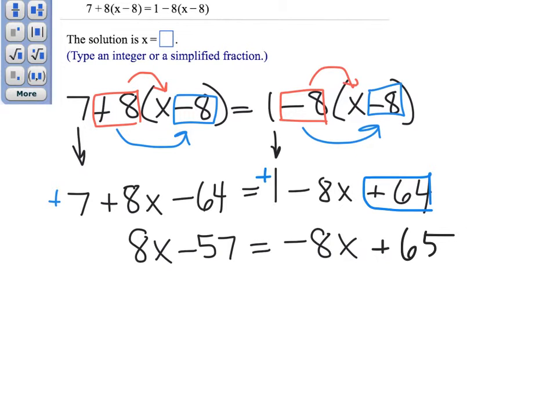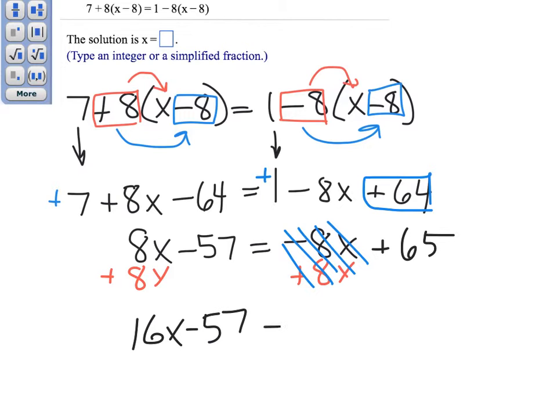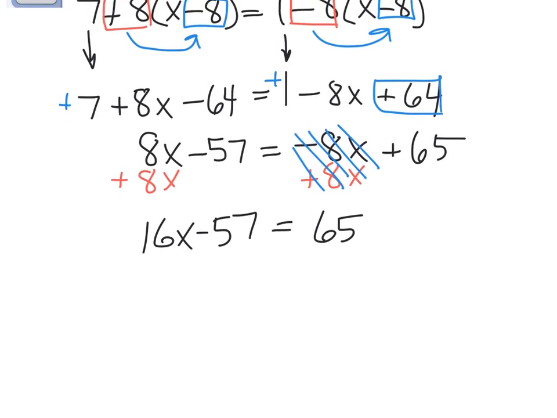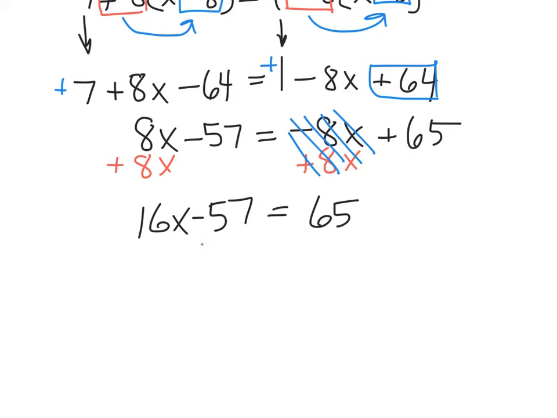All right, so now I'm going to add 8x to both sides. And the reason I'm doing that is because I want this to go away. And so we end up with 16x minus 57 on the left, and we get 65 on the right. And so now, we're going to add 57 to both sides because that's going to make these go away.